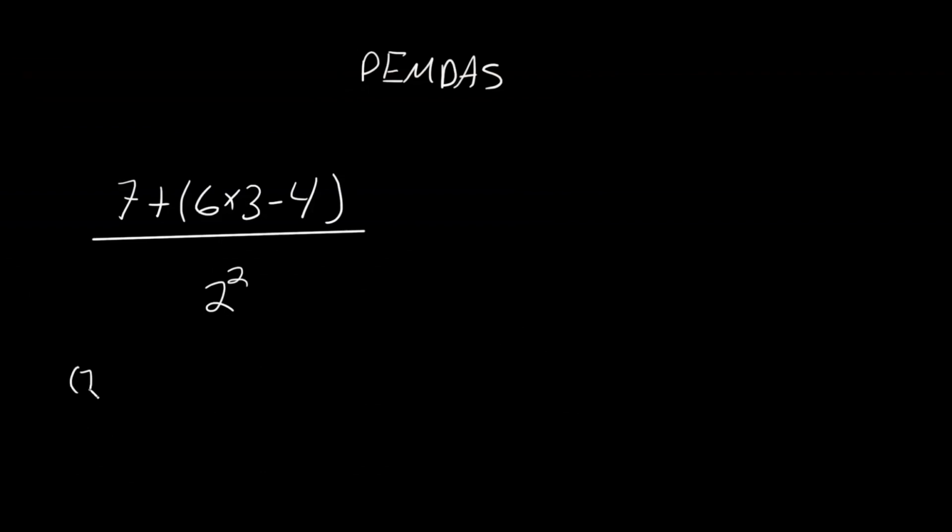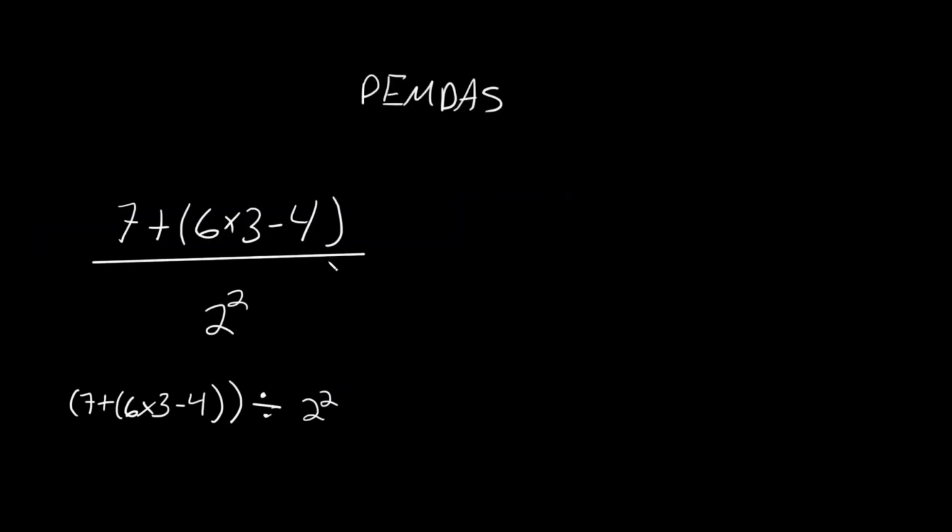So we'll write both the numerator and denominator in parentheses. So I'll have 7 plus, and then we have more parentheses here, 6 times 3 minus 4. Remember, this is one parenthesis and this is another, so we have to add 2 parentheses here. And this is all being divided by 2 squared. So let's start with PEMDAS.